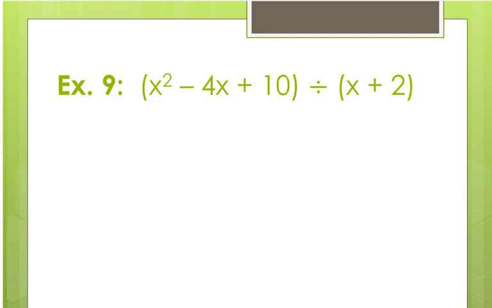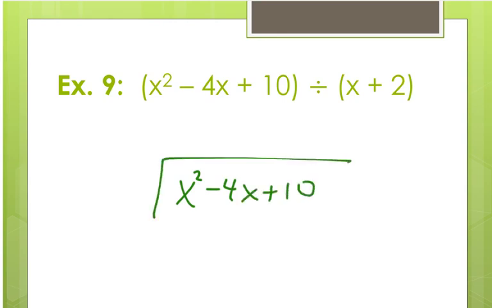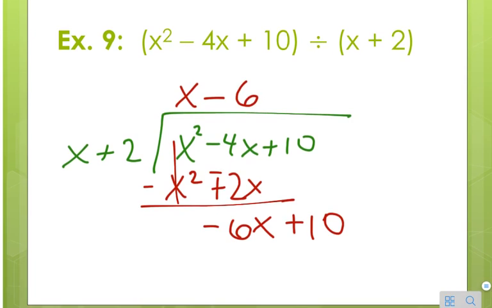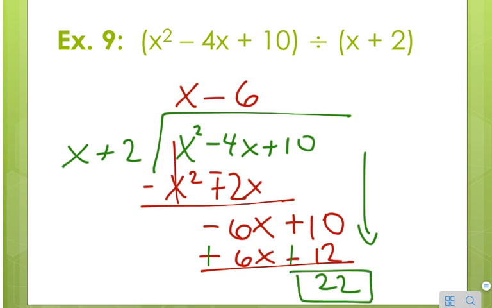So let's do an example. So you're going to have x squared minus 4x plus 10. We're going to divide that by x plus 2. So when I say, okay, x times x is x to the second, and x times 2 is 2x, go through and subtract everything. So I'm going to have -6x, bring down the 10. So minus 6 is on the top, -6 times x, and -6 times positive 2. And when I go and subtract everything, I'm going to have 22. There's nothing to bring down, and so that is my remainder.